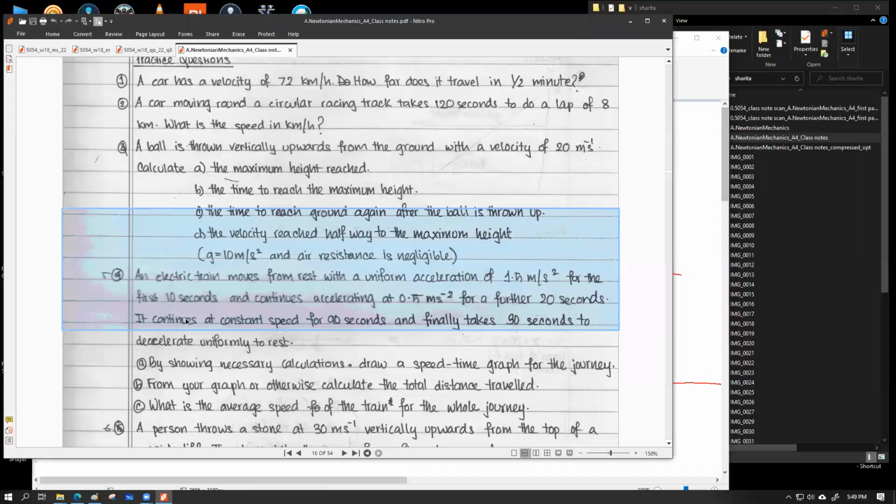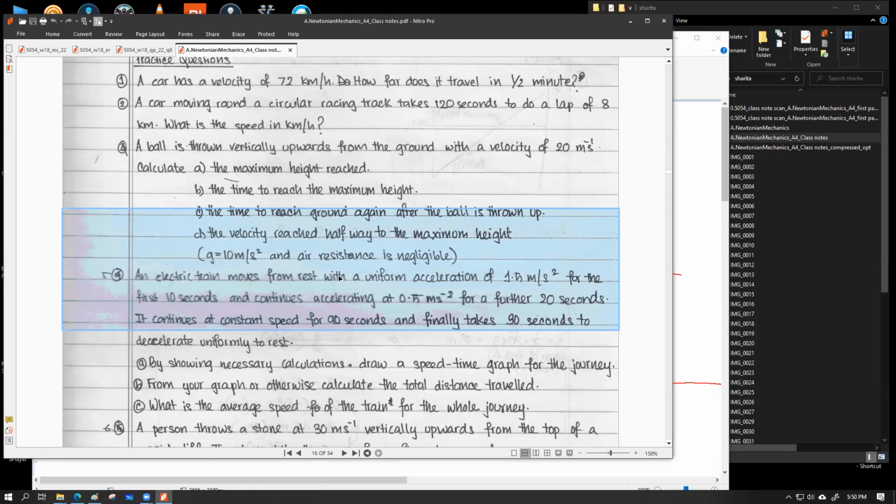Let's go for number 5. Have a look. An electric train moves from rest with uniform acceleration of 1.5 meter per second square for the first 10 seconds and continues accelerating at 0.5 meter per second square for a further 20 seconds. It continues at a constant speed for 90 seconds and finally takes 30 seconds to decelerate uniformly to rest. By showing necessary calculation, draw a speed time graph for the journey. So draw a speed time graph.